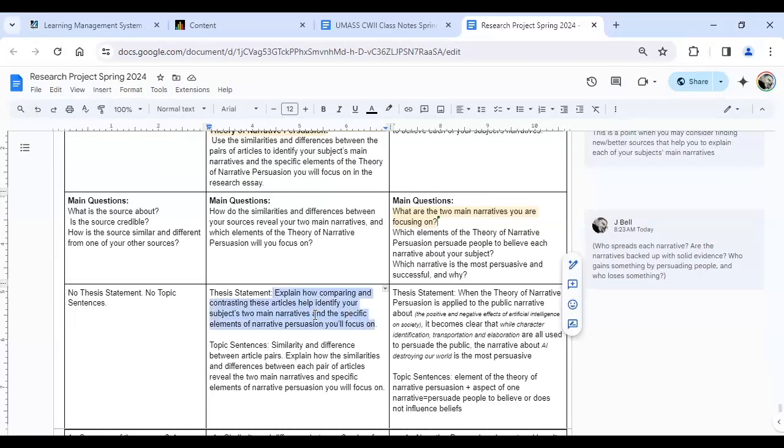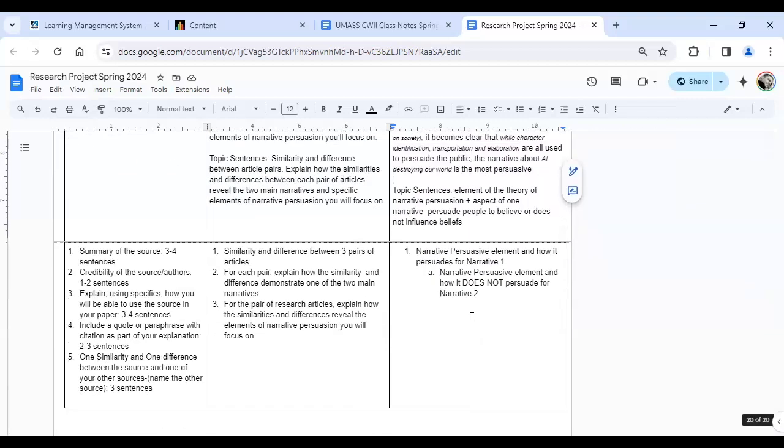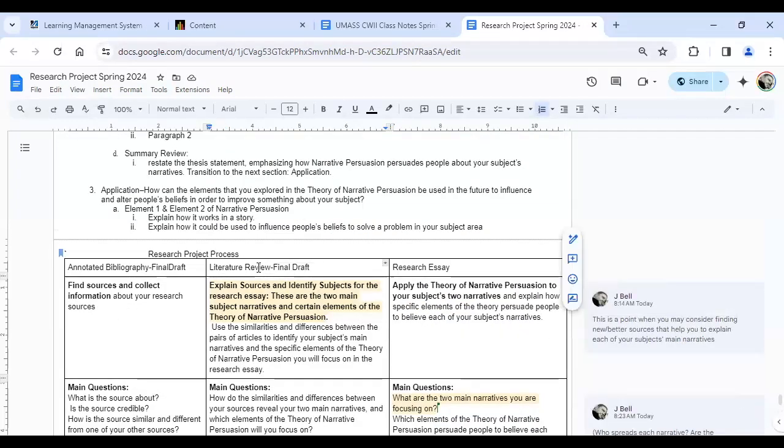The other thing to think about, this is also where you might think about whether you need new sources or not all new sources, but some. Right? Because the sources here need to help you explain what the two main narratives are that you're going to focus on. So I need articles that are going to talk about the narrative that AI is going to save the world and that AI is going to destroy the world. Those are my two narratives that I need. And if I don't have articles already that can help me say that, then I would try to find new sources that can.